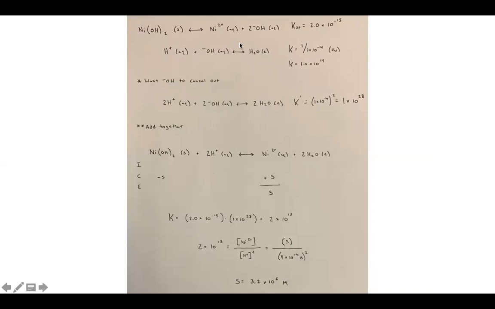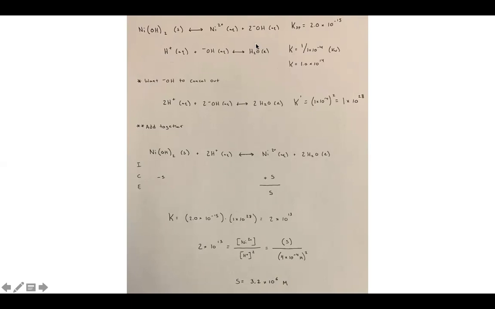Okay, and so our first equation is just going to be our normal Ksp equation that we had on the last slide, right? Nickel hydroxide will split into its ions, and the Ksp of that is equal to 2.0 times 10 to the negative 15th. But now that we have acid in this equation, well, the H plus from our acid is going to react with the hydroxide that we produce from the dissociation of our solid to form water. And this is an extremely favorable reaction, right?